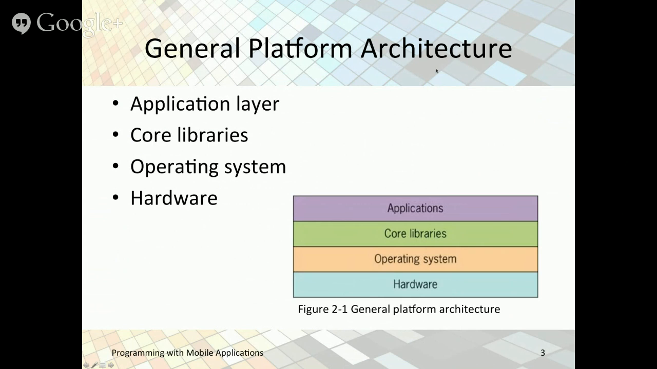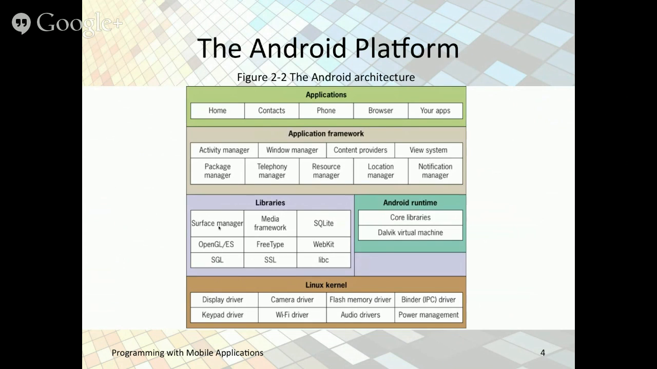But the general platform architecture is where the applications layer, which is what we're working on, the core libraries, which if you used Android Studio a little bit, it talked a lot about using different libraries. The operating system and the hardware, that's the general platform architecture, and that's what's showed there and explained in a little bit more detail on page 18.